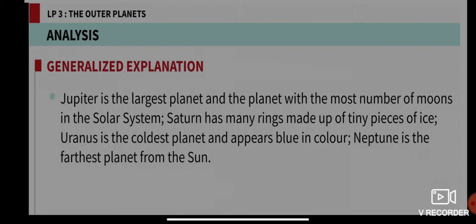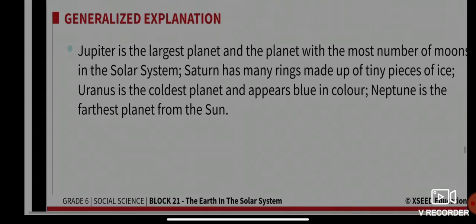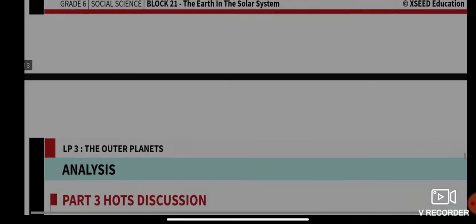Okay, the features: Jupiter, the largest planet, with the most moons in the solar system, that is 63. Saturn has many rings that are made up of tiny pieces of ice. Uranus is considered the coldest planet and also appears blue in color. And Neptune is the farthest planet from the sun. So those are the features of the outer planets.